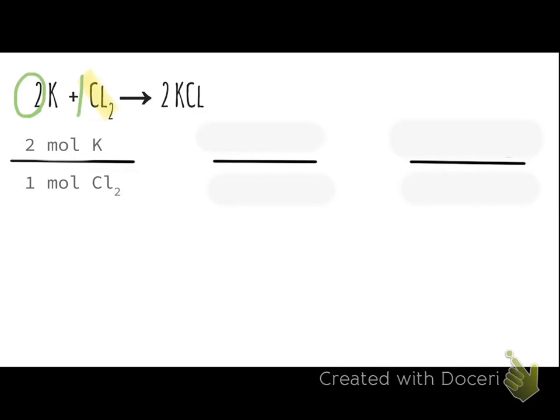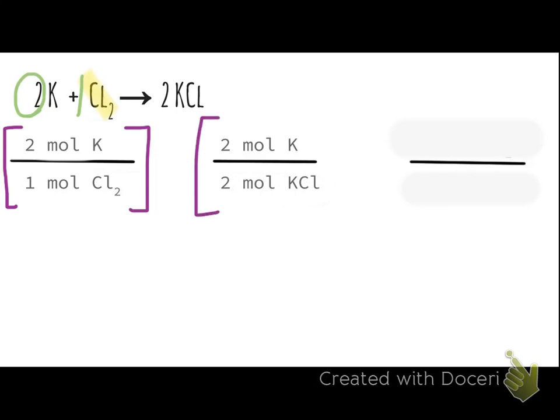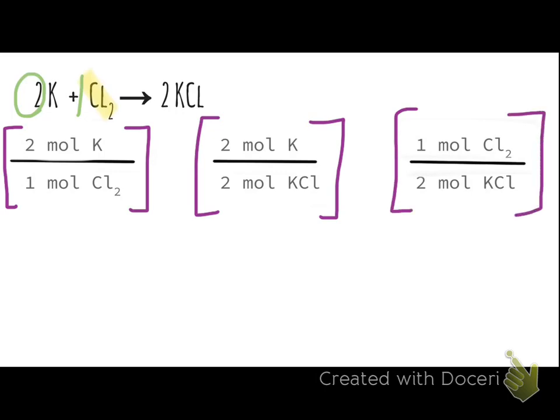Remember, no coefficient means 1. So this right here is a mole ratio: 2 moles of potassium to 1 mole of chlorine. Another example of what we could get from this problem would be, for 2 moles of potassium, we also have 2 moles of potassium chloride. That's another ratio. And then the last one could be comparing the chlorine to the potassium chloride: 1 mole of chlorine, 2 moles of potassium chloride. There's my third ratio that I can get from that equation.